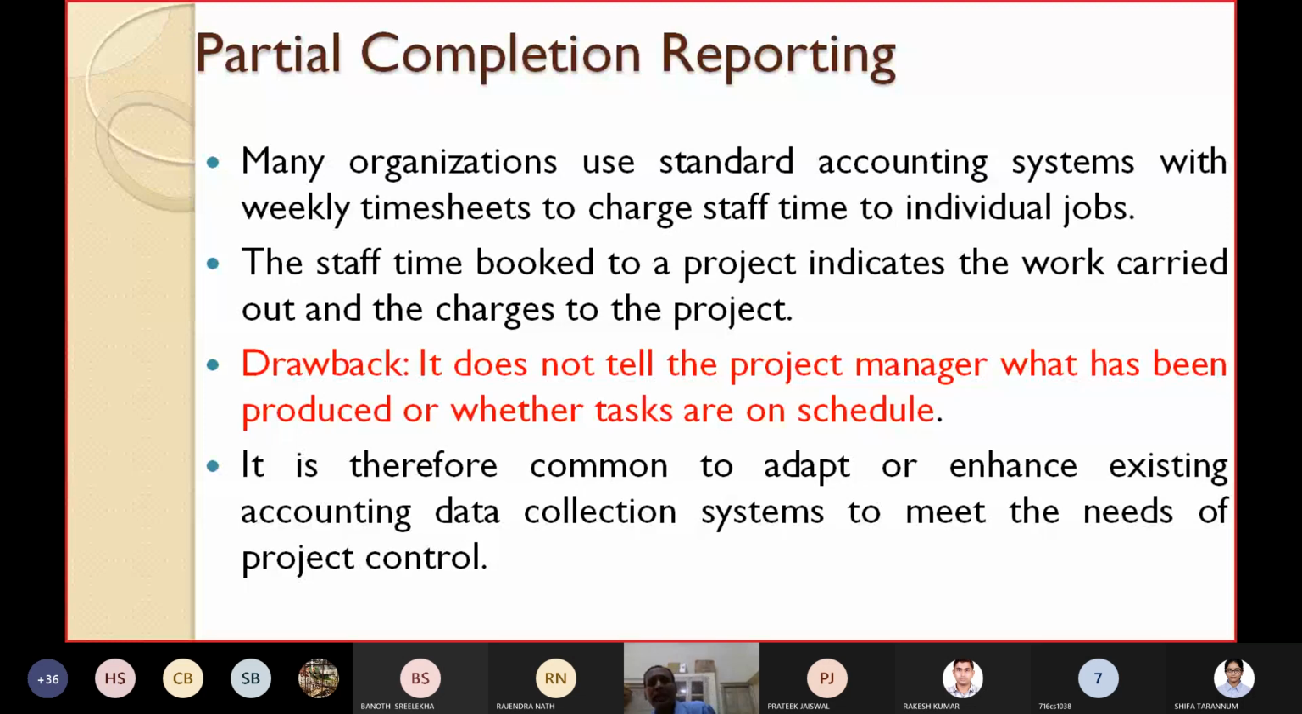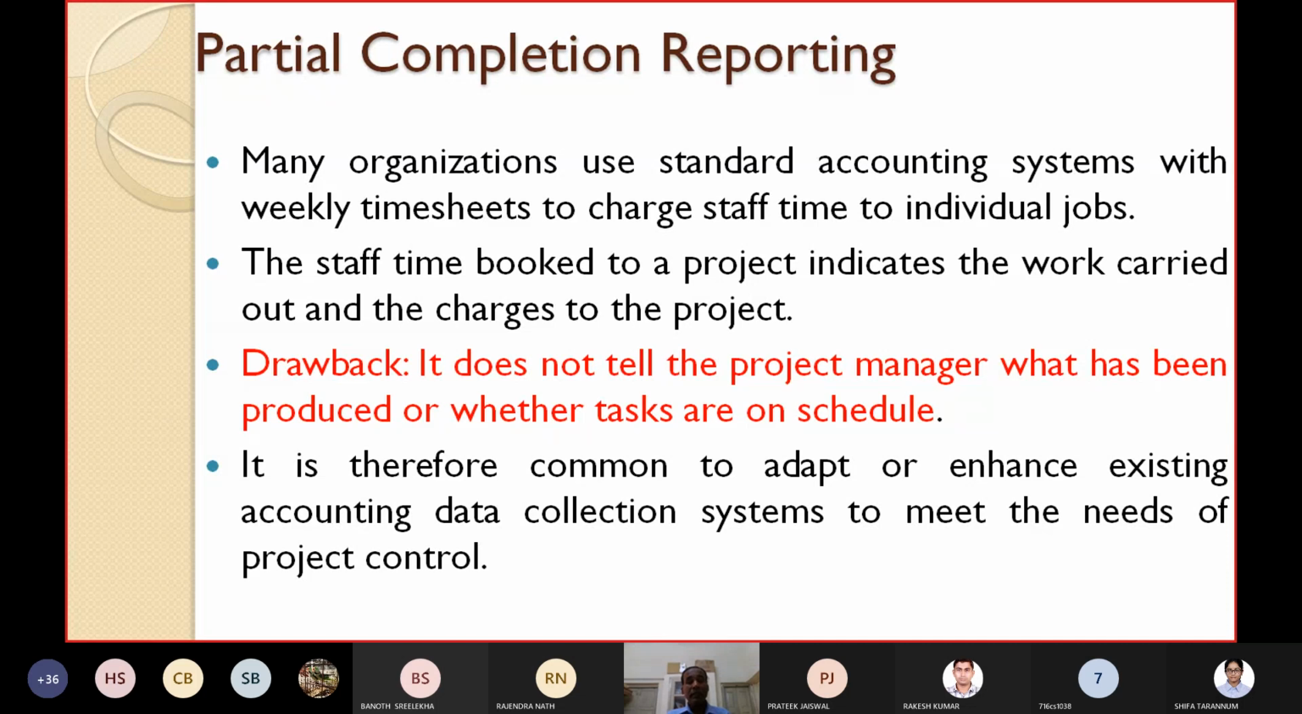I was saying that many organizations use standard accounting systems, for example Tally or so, with weekly timesheets to compute the charge, or to charge the staff time to the individual jobs, projects or activities. The staff time booked to a project, what do you mean by the staff time here? It indicates the work that is carried out and the charges that have to be made to the project.